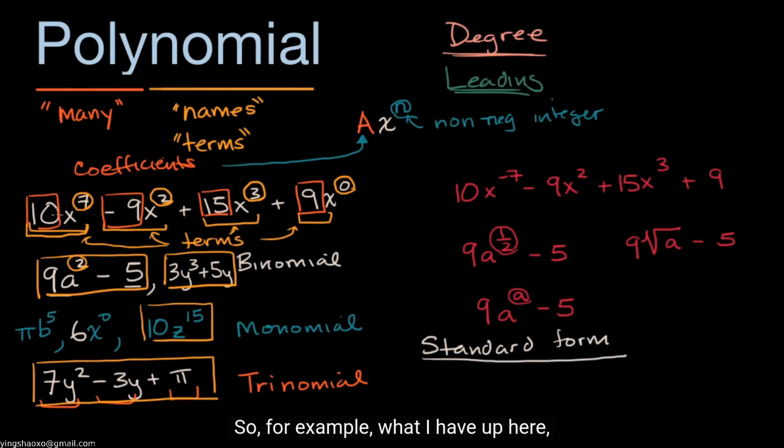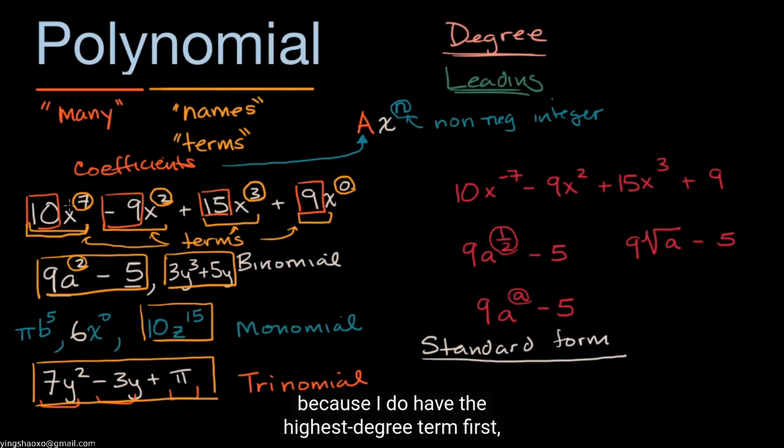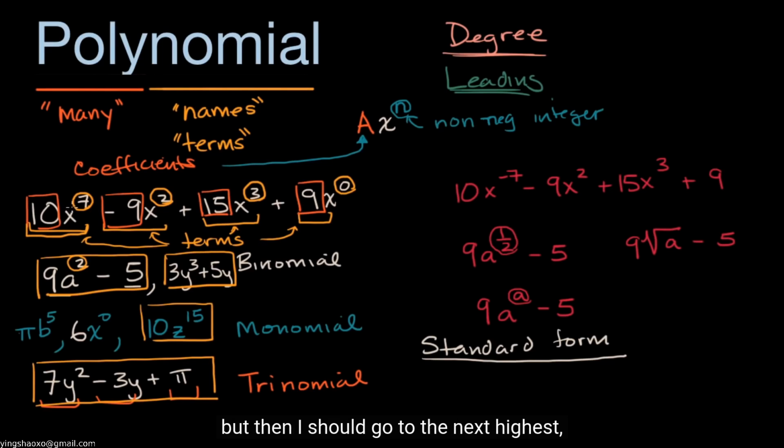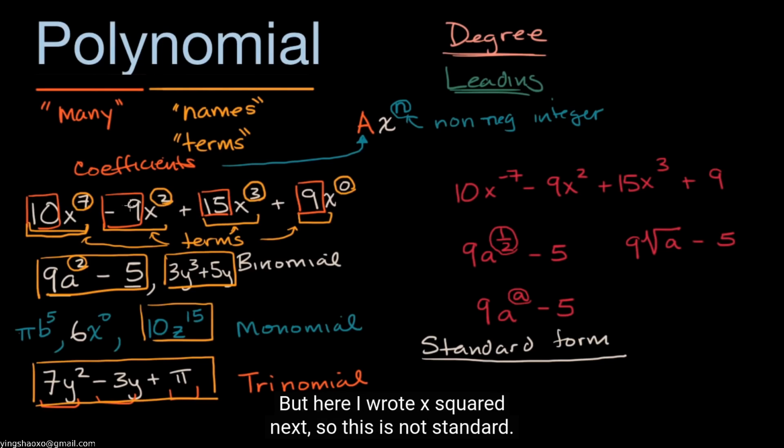So for example, what I have up here is not in standard form because I do have the highest degree term first, but then I should go to the next highest, which is the x to the third. But here I wrote x squared next. So this is not standard.